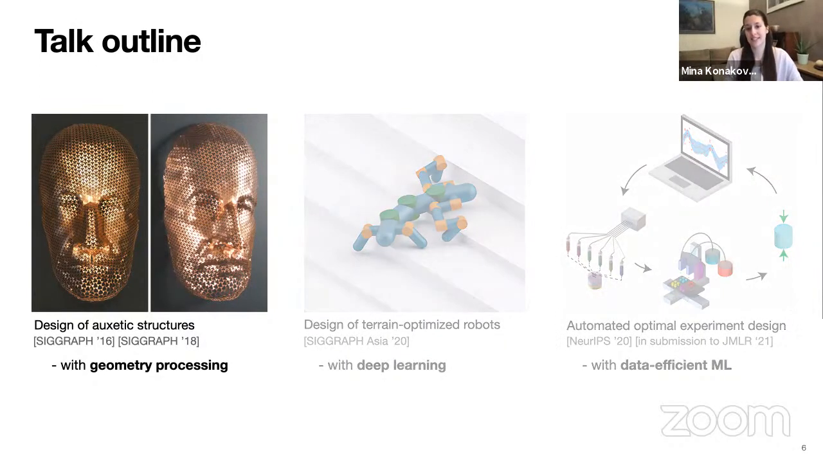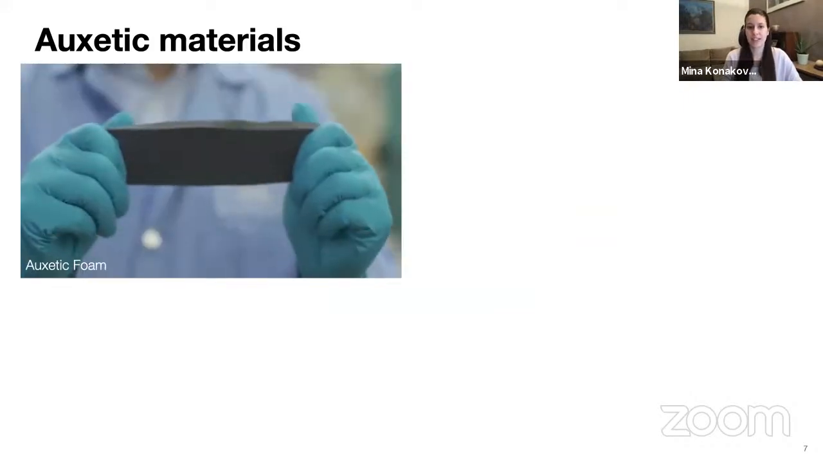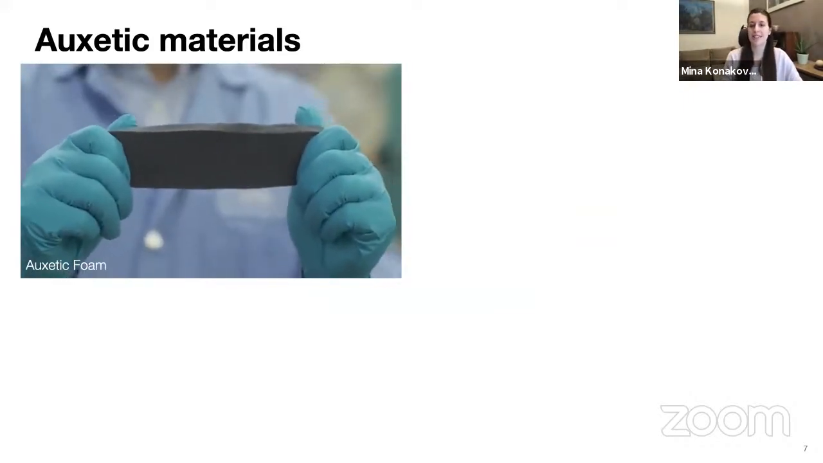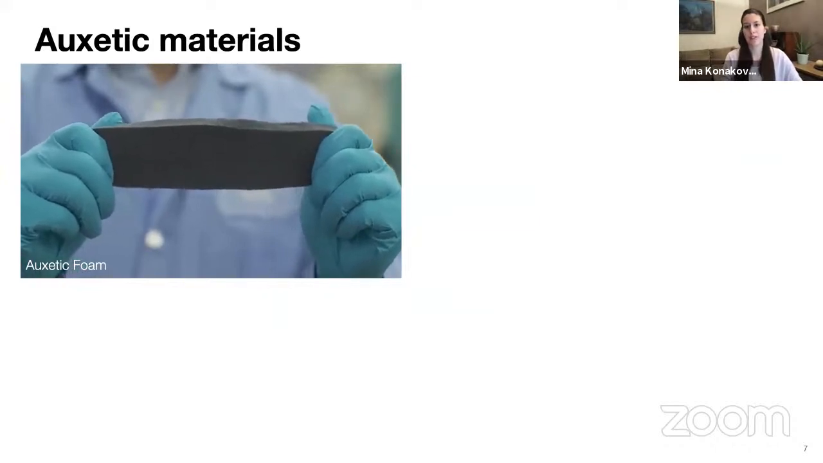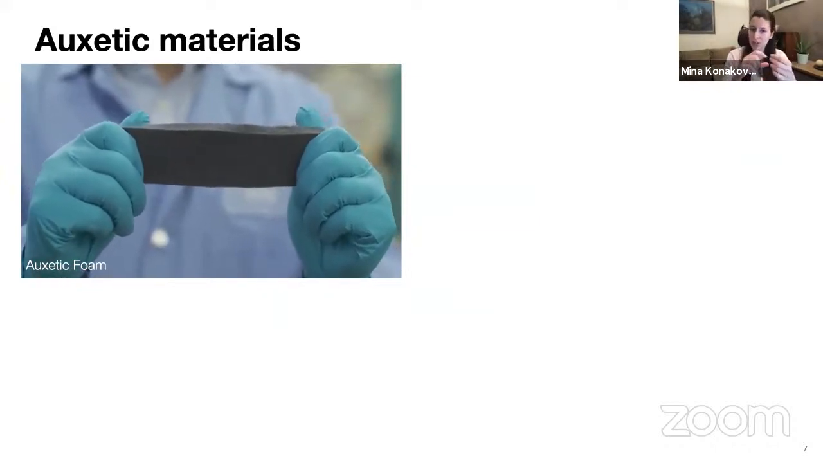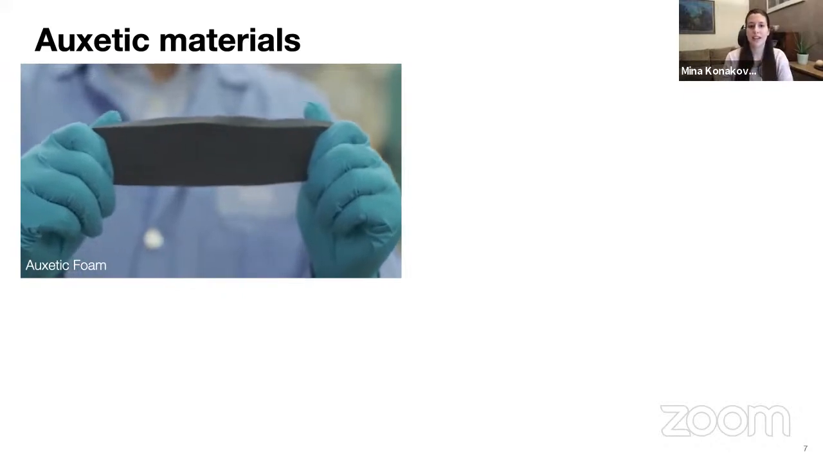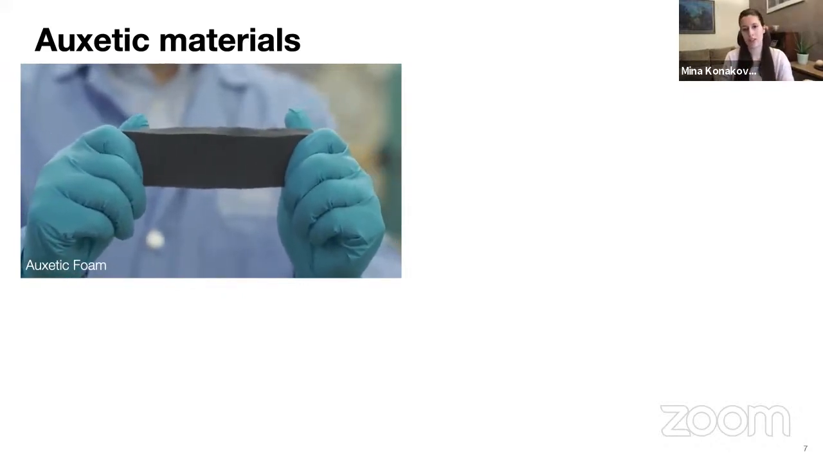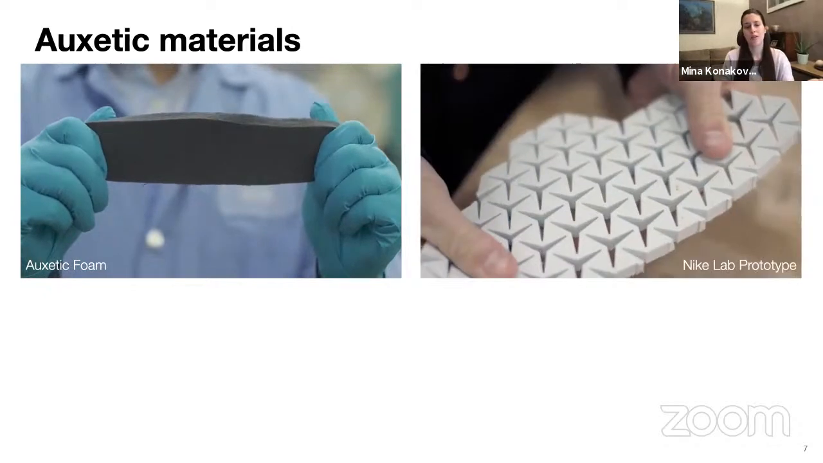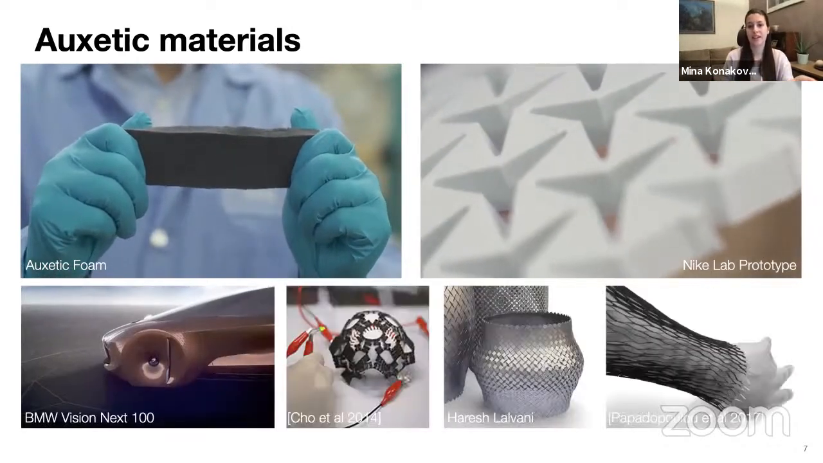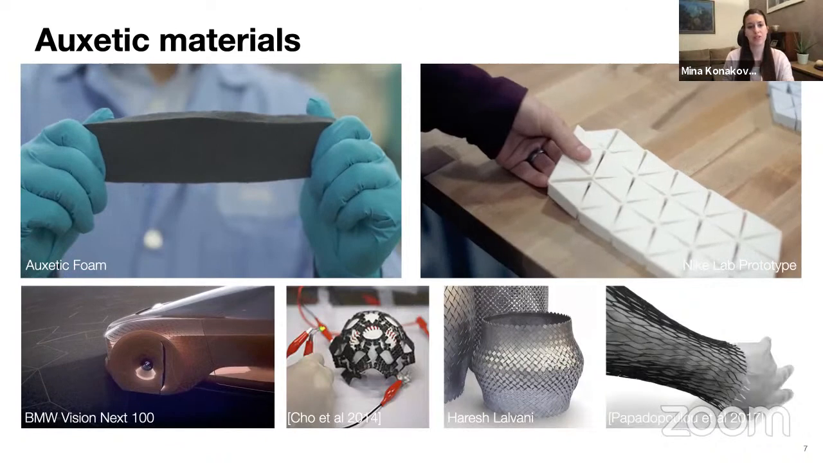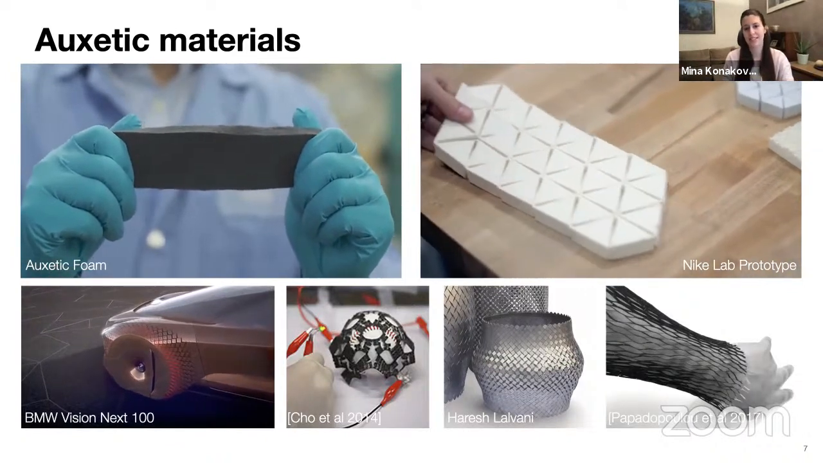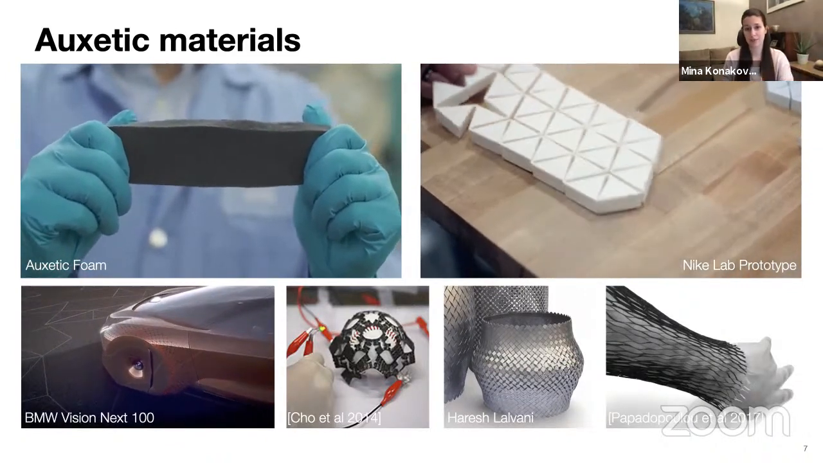And now let's dive straight into the first project, design of auxetic structures. First of all, what are auxetic materials? They are engineered materials that have this unintuitive behavior. When the material is stretched in one direction, it also expands in all other directions. And they appear in many different forms, like this 3-dimensional foam or a triangular linkage. They are also used in automotive industry for electronically actuated devices, art, fashion, and so on.